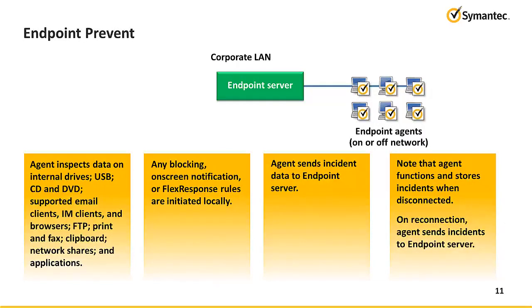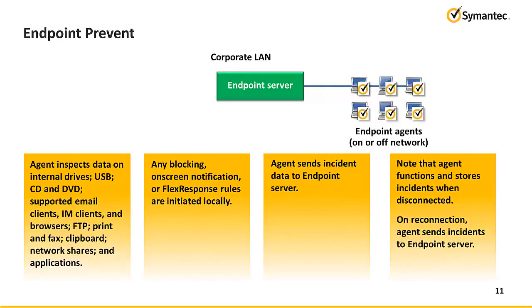This figure depicts an endpoint server along with endpoint agents that are monitoring activity on endpoint computers. If a user attempts to transfer confidential data against policy, the agent executes the appropriate response, which may be to block the transfer, prompt the user to confirm the action, display an on-screen notification, or execute custom responses, such as modifying access control lists on files to remove guest access to selected files, for instance.